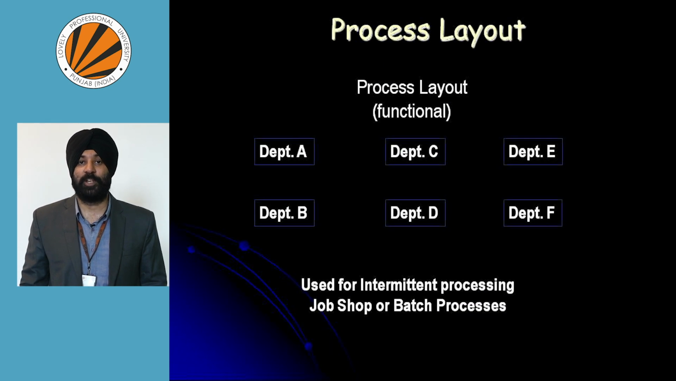The next type of layout is called a process layout. Process layout is more suitable for job production or batch production. So in the case of intermittent production, where the output is lesser or smaller, for small units, the better layout is a process layout.